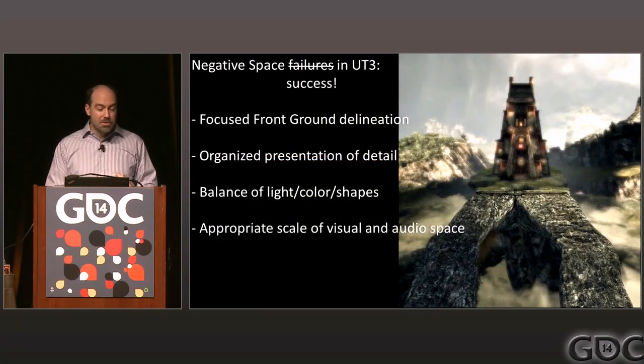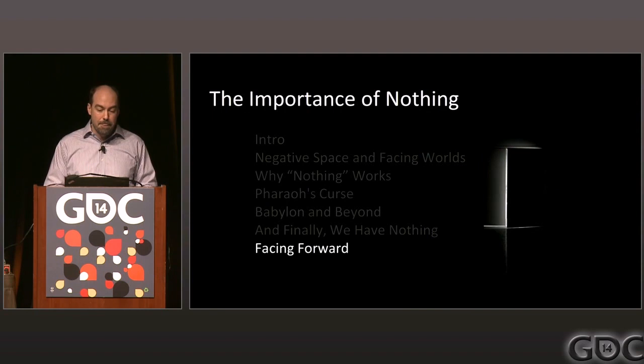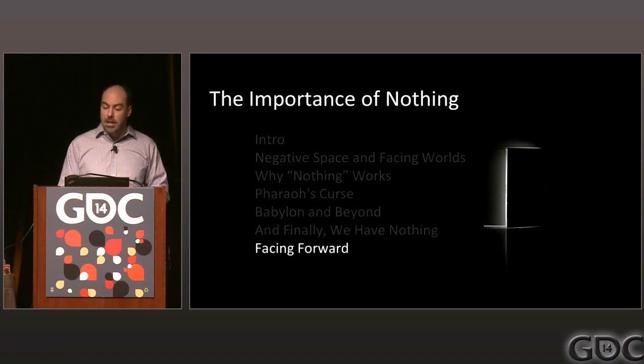So UT3's version had a clear front ground delineation that made gameplay spaces defined and readable. High levels of detail were well organized instead of distracting. And the balance of light, color, and shape left the map understandable even in the heat of combat. The aural and visual aspects of UT3's Facing Worlds embraced all of the concepts of negative space design. As a designer, your job is to focus on subtracting the obvious and only adding the meaningful.